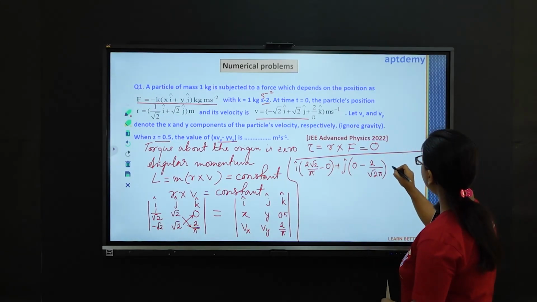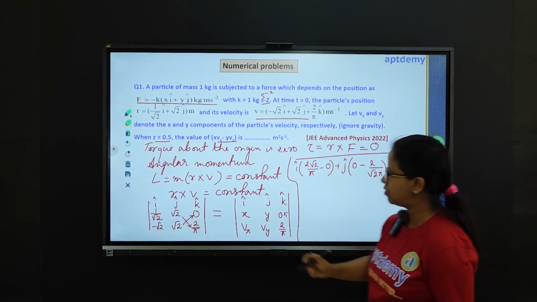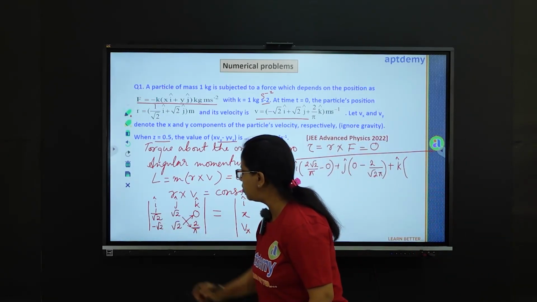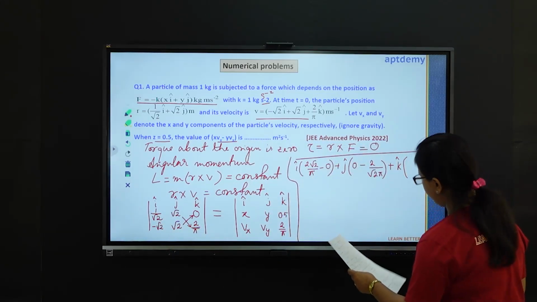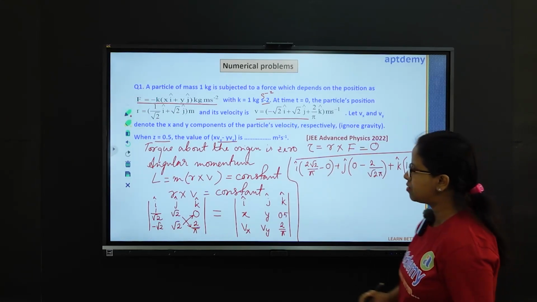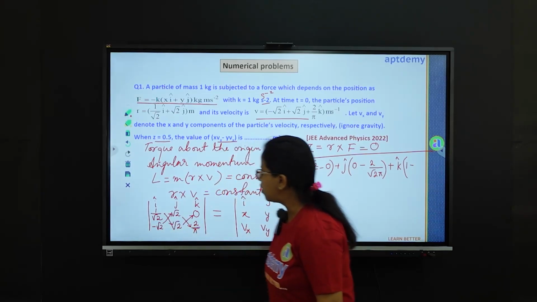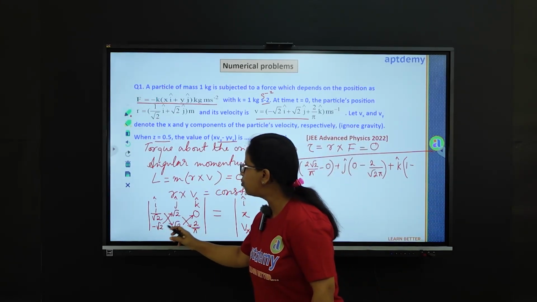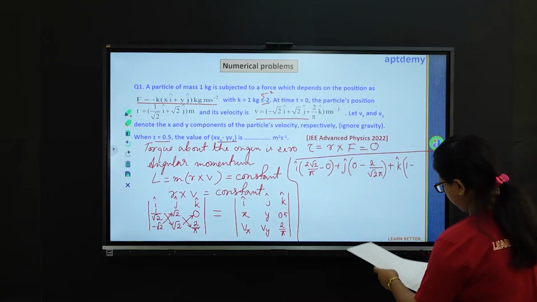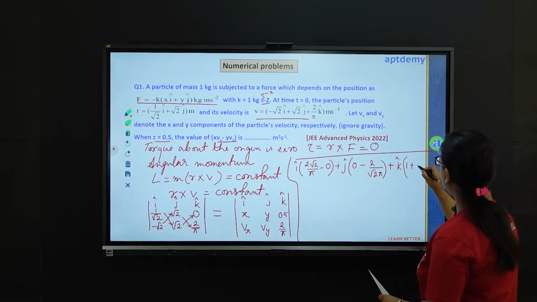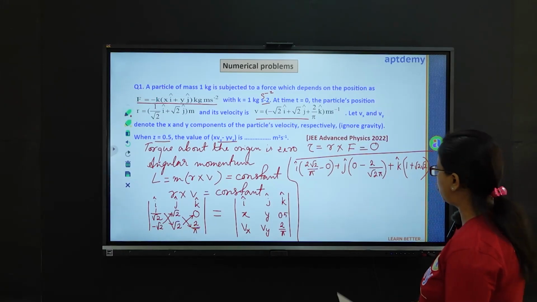Now the third component, k cap, which is, we ended up here. So it's 1 by root 2 times root 2. That's 1 minus of minus root 2 times root 2. So that's plus 1. Let me write an additional step. We write it plus root 2 times root 2.